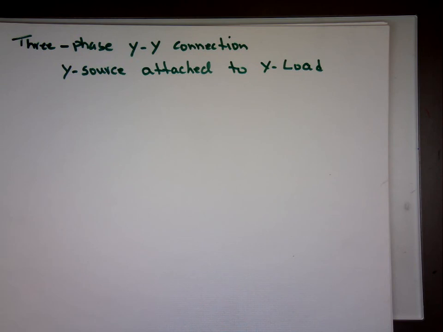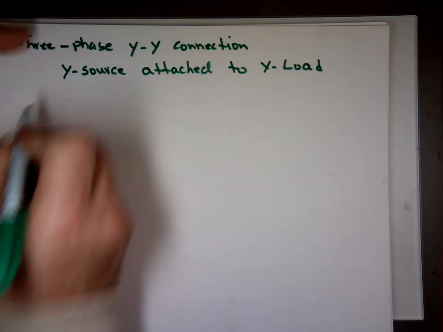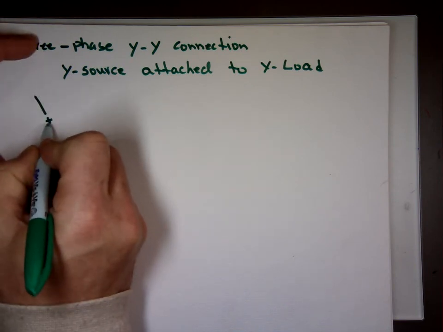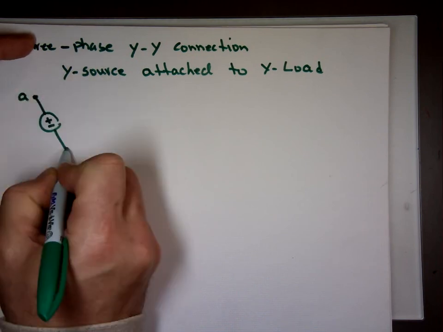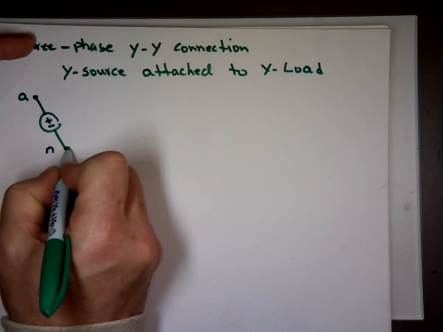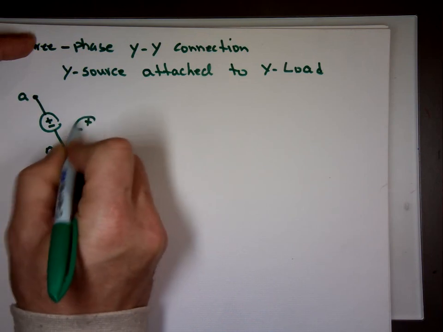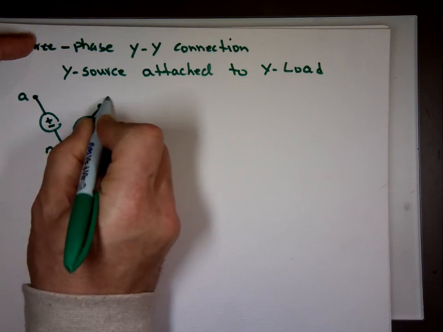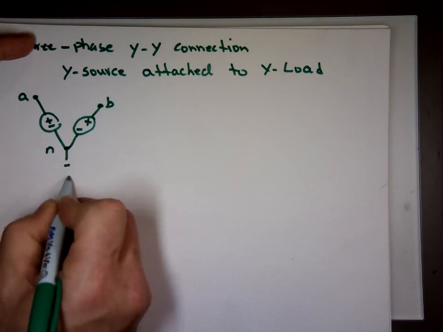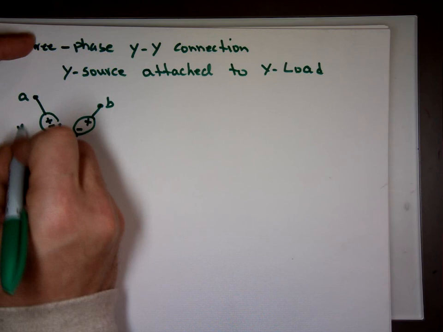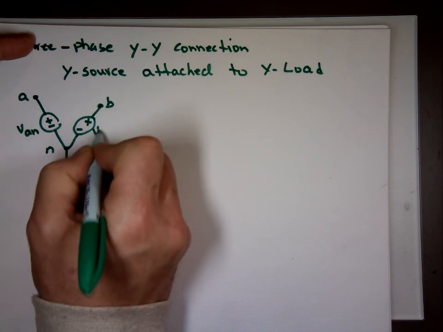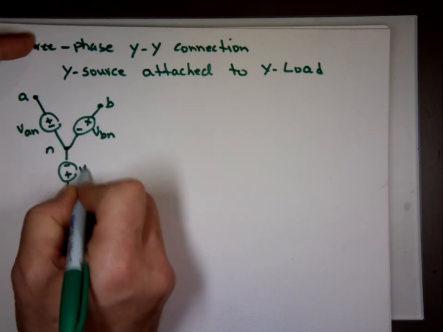So let's say we have a Y source, like this one. We'll call that A. This is N. This is B, minus to plus, and this is C. This is VAN. This is VBN. This is VCN.